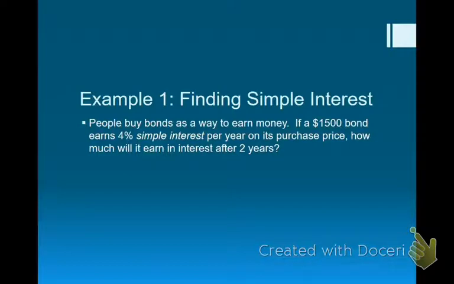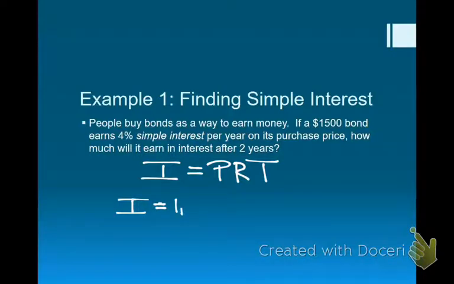So in this example, we would start with I equals PRT, where I is the interest, P is the principal, R is the rate, and T is time. I'm trying to find how much it earns in interest. I don't know that. My principal amount is always the lump sum amount that I start with. So in this case, $1,500, multiplied by 4% and 2 years. It's principal times rate times time. But what do you always have to do to your rate before you can multiply? You've got to change it to a decimal, 0.04.